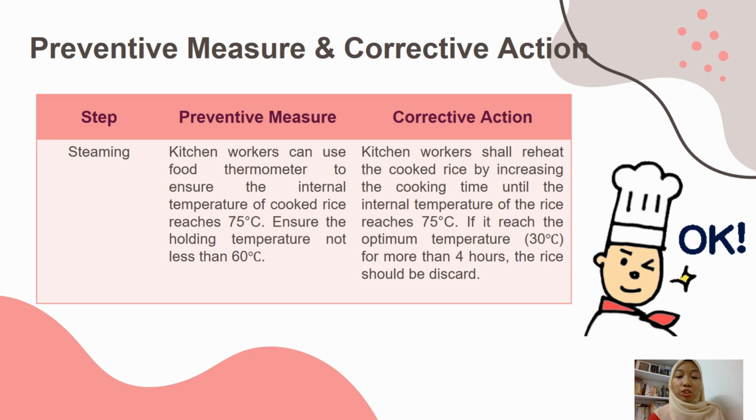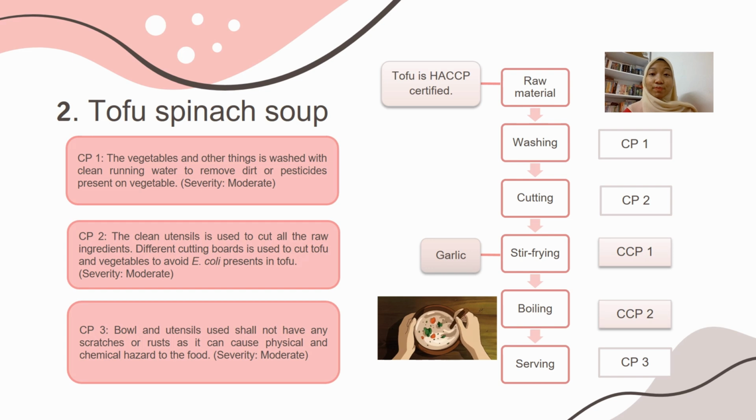And the corrective action is the rice is reheated by increasing the cooking time until it reaches 75 degrees Celsius. If it reached the optimum temperature, which is 30 degrees Celsius, for more than 4 hours, the rice should be discarded. Next menu is tofu spinach soup.